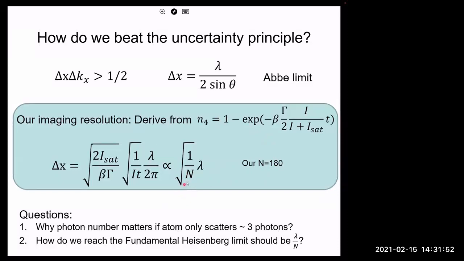All right. So you say, where is this scaling coming from? And what's n here? It turns out we only need 3 photons.